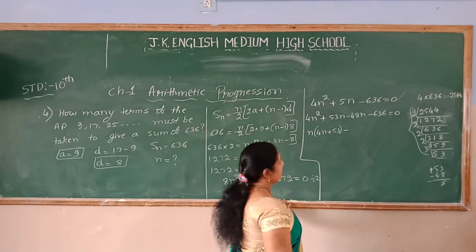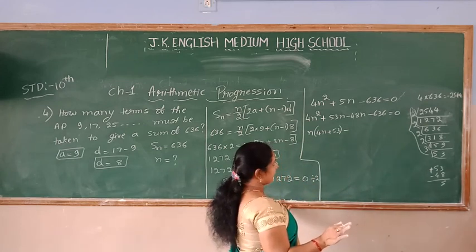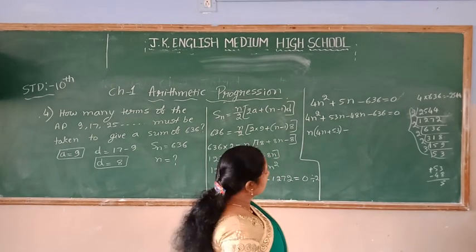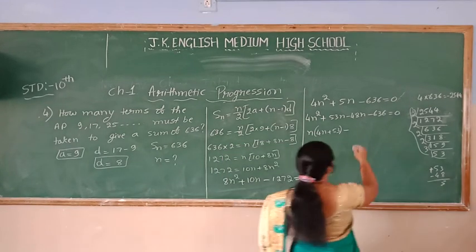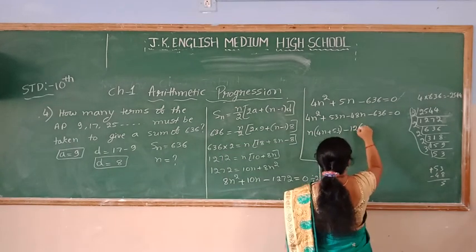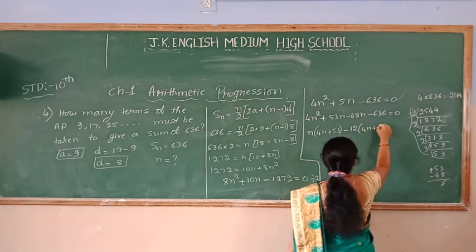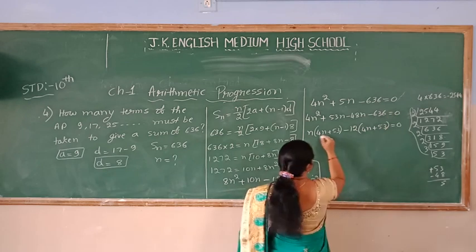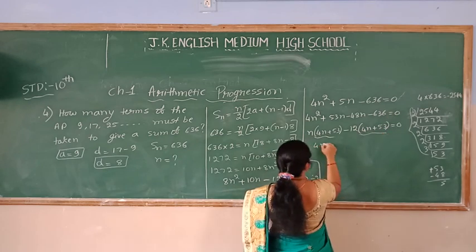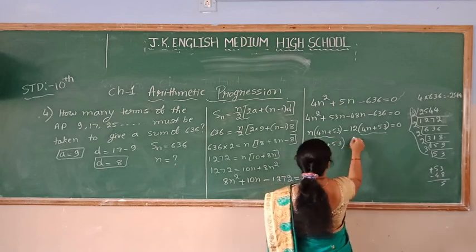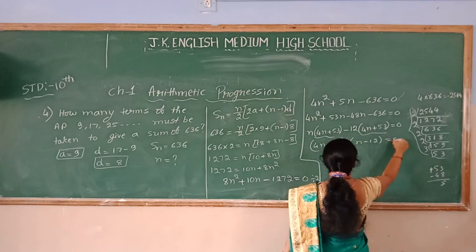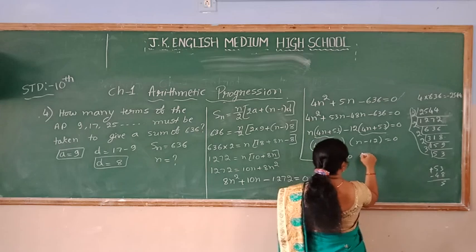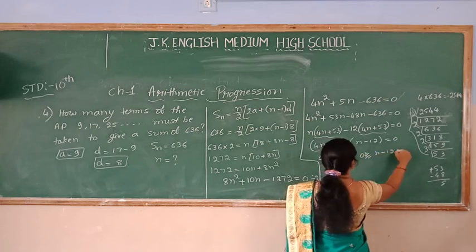Just to check in which table, which number I can take as common. If I take 12 as common, then 12 fours plus 12 53s, yeah, 636 it comes. Then which is common in both, you take it out as common, 4 and 53, then n minus 12 is equal to 0. Then equalize both to 0: 4n plus 53 is equal to 0, or n minus 12 is equal to 0.